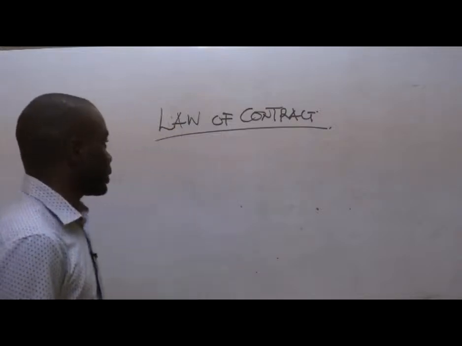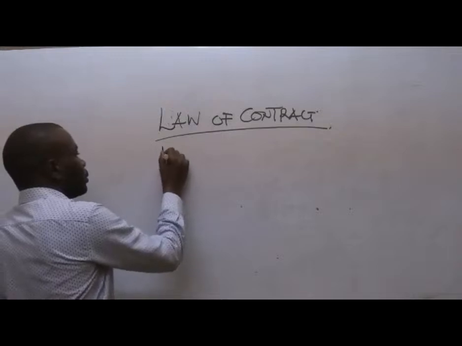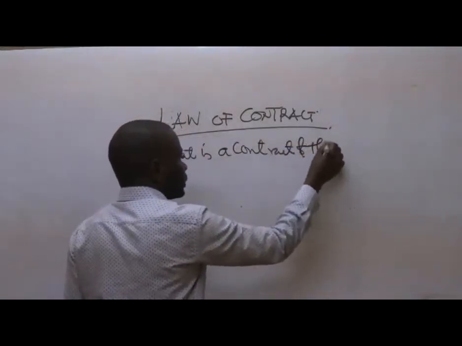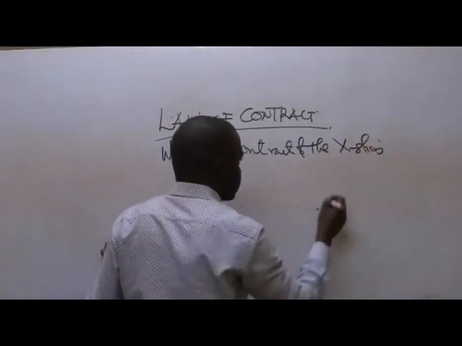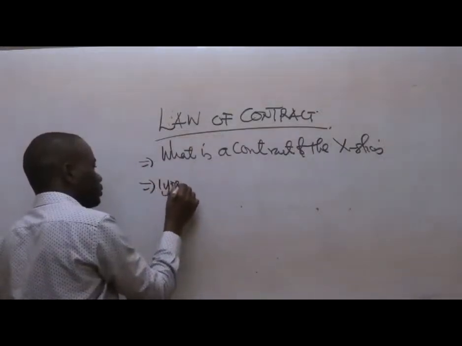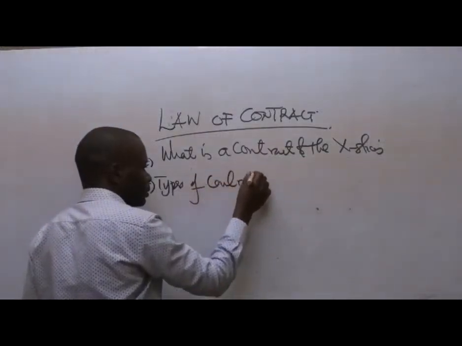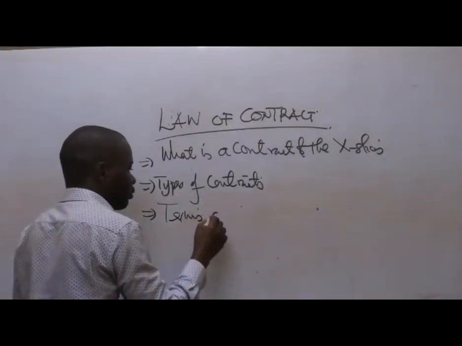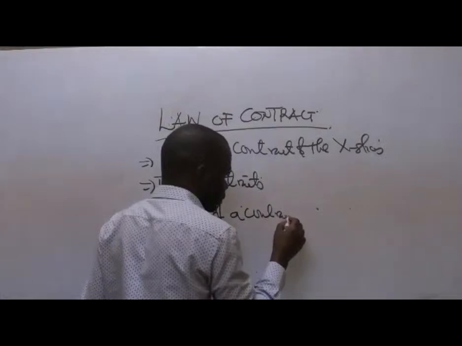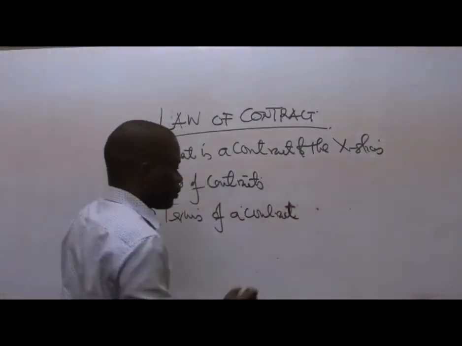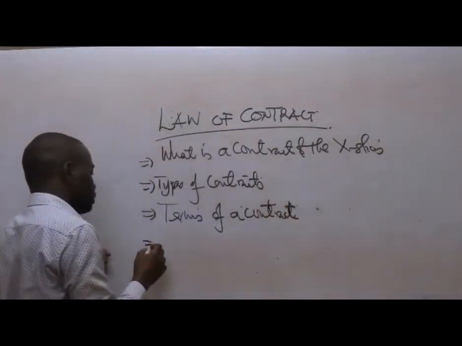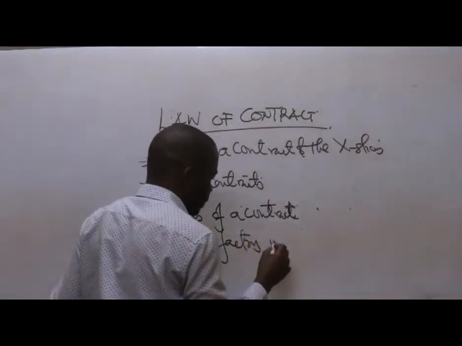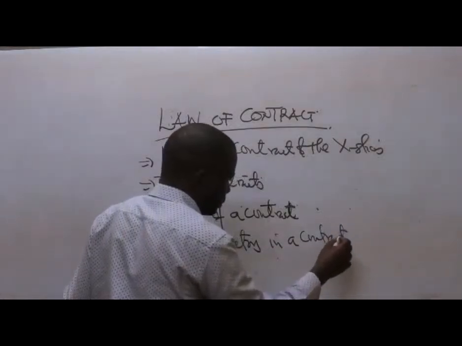So of course, what you need to understand here is what is a contract, and the characteristics, then the types of contracts we can have, you need to be able to understand also the terms of a contract. Then what we call vitiating factors in a contract.